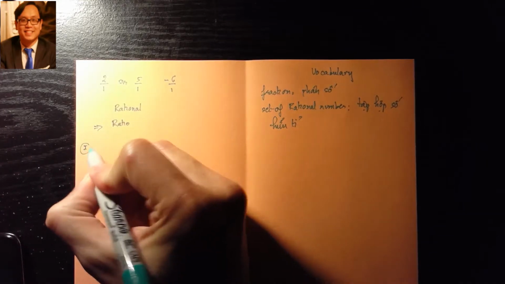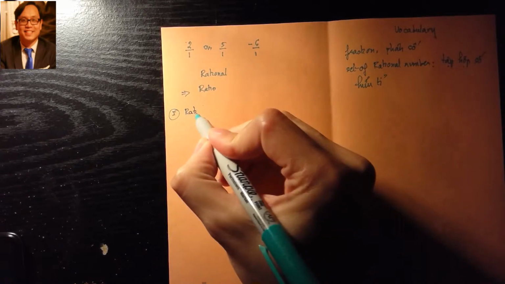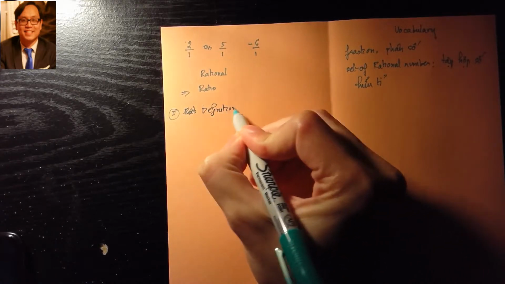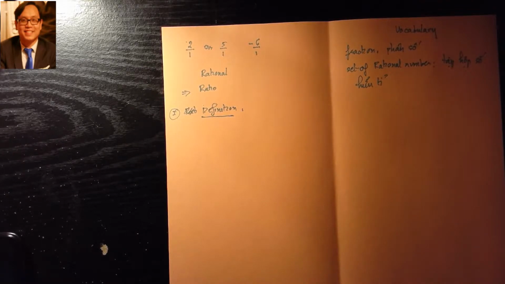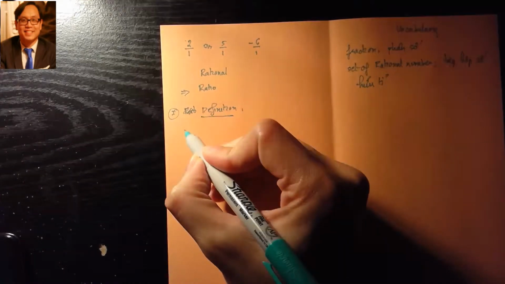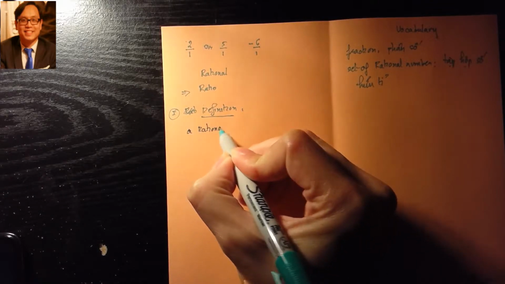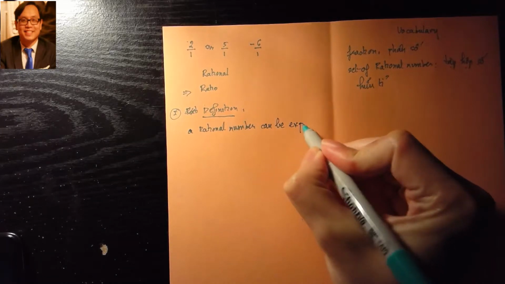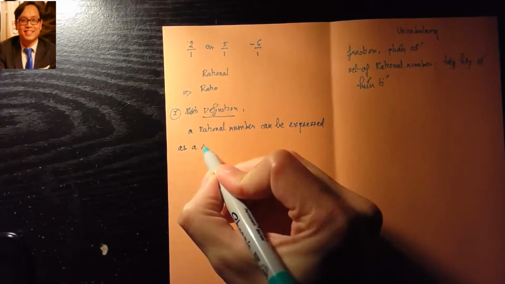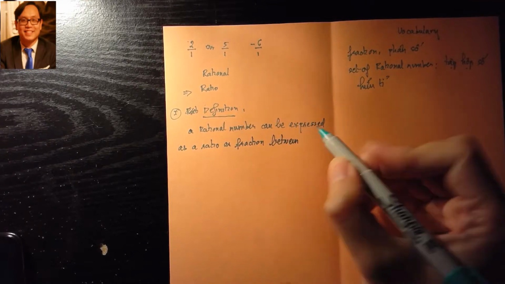So first of all, let me move over here a little bit so that you can see. First of all, this definition. Okay. So, what is the definition of a rational number? Let's see. So, a rational number can be expressed as a ratio or a fraction between two integers.